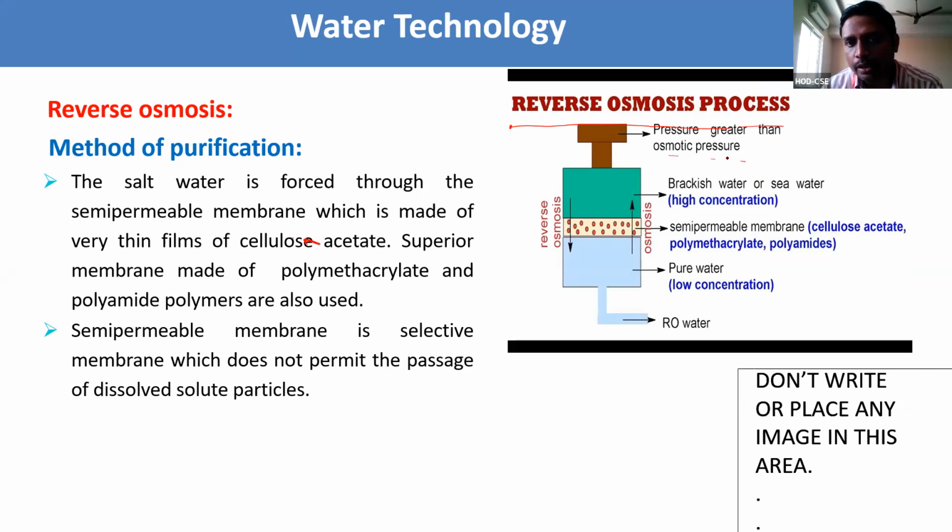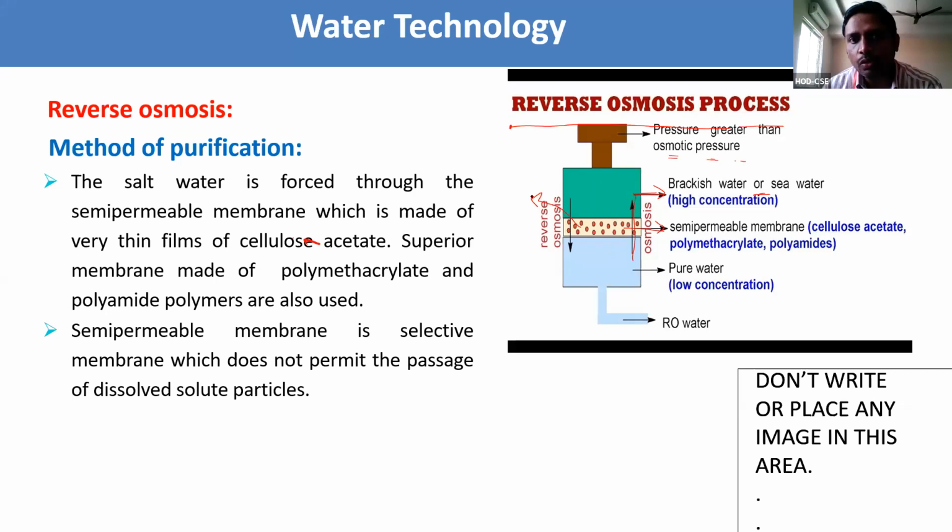Here the pressure is being applied. On the top we have brackish water, that is our sea water, with high concentration, and this is the semi-permeable membrane. Actually, osmosis takes place from low concentration to high concentration, but here it is taking place in a reverse way. That is nothing but reverse osmosis. We are forcing the salt water through the semi-permeable membrane.